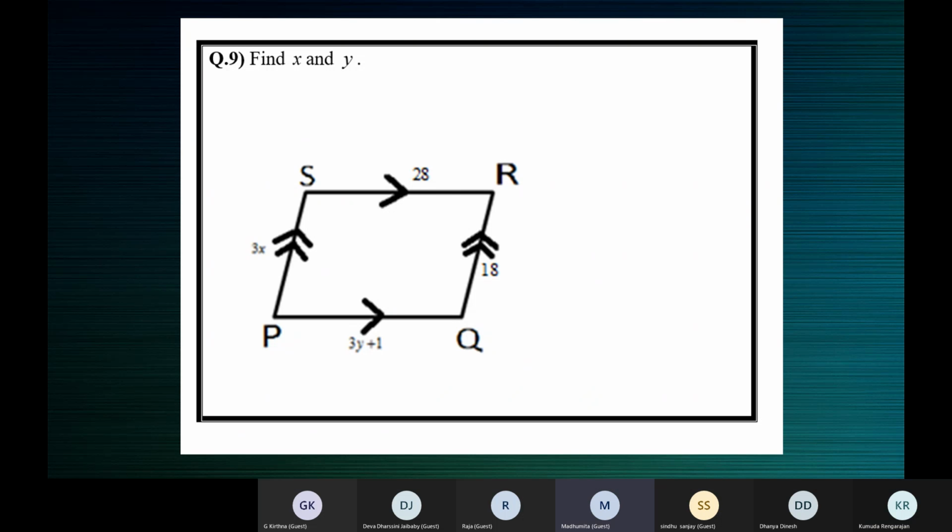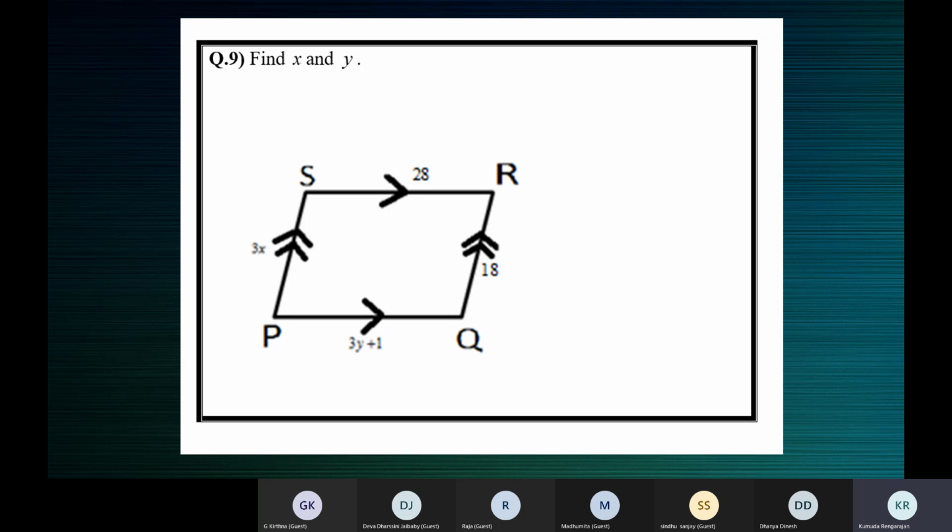Ma'am, y is equal to 9. What's the equation? You have 3y plus 1 is equal to 28. 27 plus 1, 28. So 3y plus 1 is equal to 28. 3y is equal to 27. Y is equal to 27 over 3. Y is 9. So the value of y is 9. X is equal to 6. Y is equal to 9.